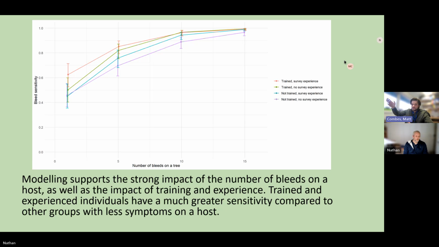But where effects become more evident between people with different training and different experience is when we have a really low number of symptoms. You can see here there's quite a difference between those that have training and previous disease survey experience and those that don't. Again, it's not saying anyone scored badly, or there's no value in this or that, but those that were trained and had survey experience scored much higher with sensitivity, particularly at the low levels of symptoms.